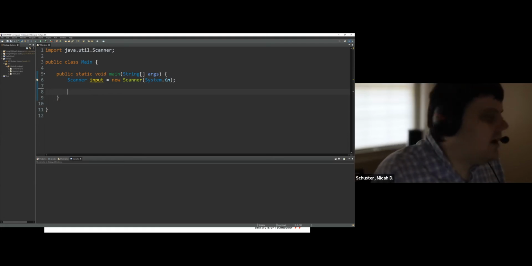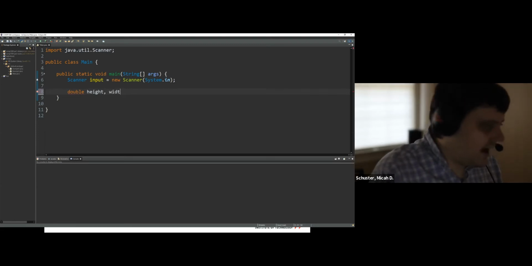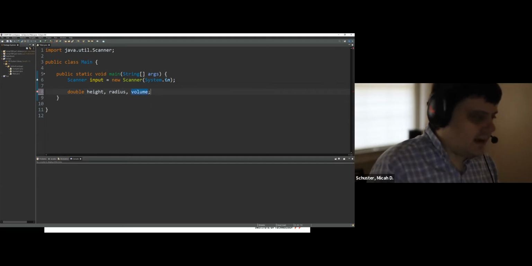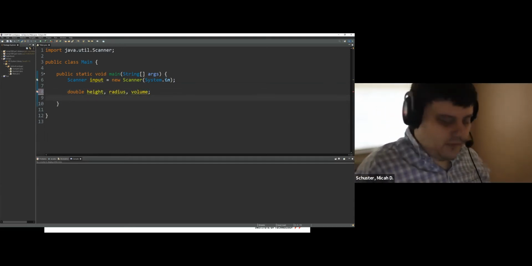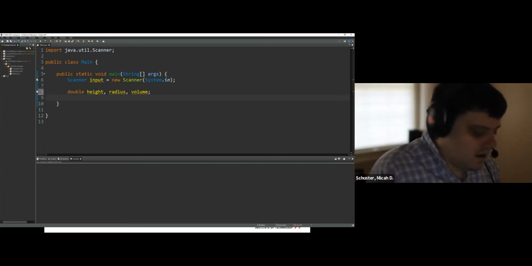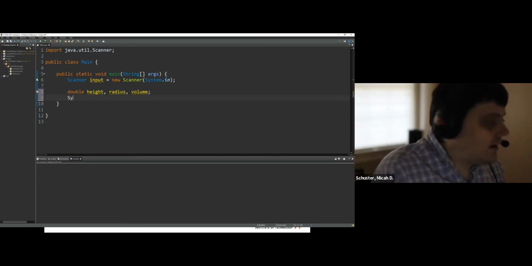So for our cone, I'm going to create a few doubles. We need the height and the radius, and we're going to compute the volume. That's basically the only three variables we need. And then we're going to have a little bit of printing.